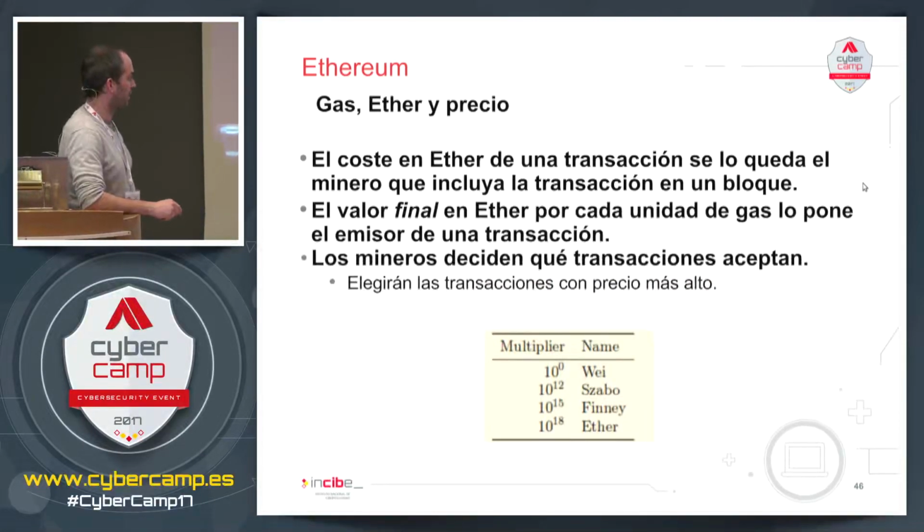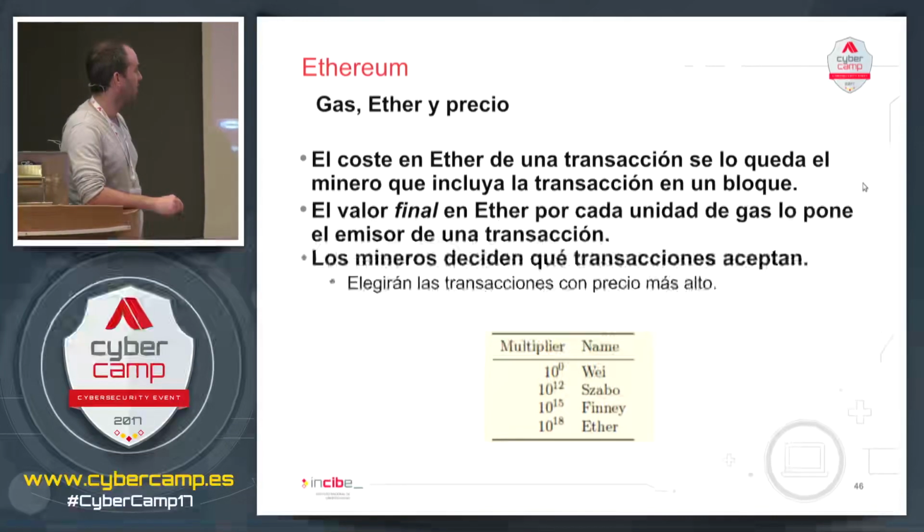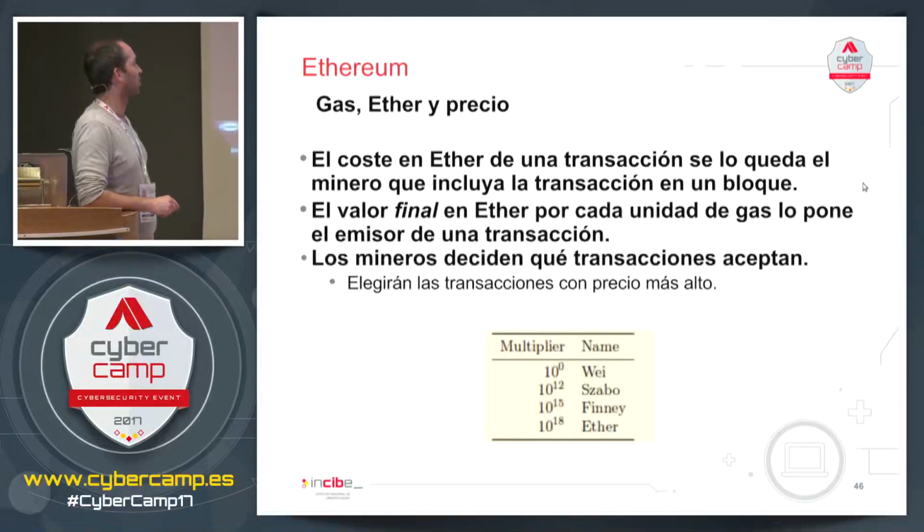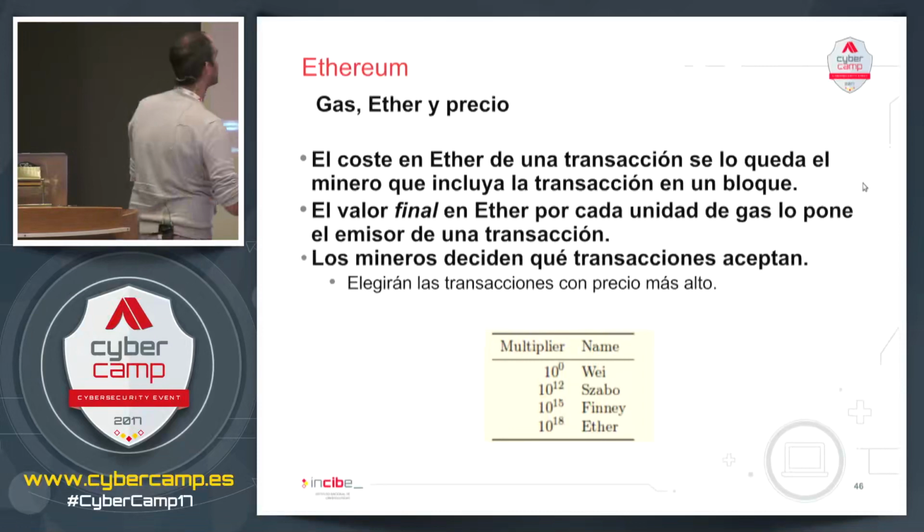In Ethereum, they have their own currencies and subdivisions of their currency. The basic indivisible currency is the Wei. I don't know why, but it's Wei. Then there's another subdivision called Szabo, 10 to the 12. Szabo is the creator of the smart contract offer. 10 to the 15 is a Finney, and 10 to the 18 is an Ether.